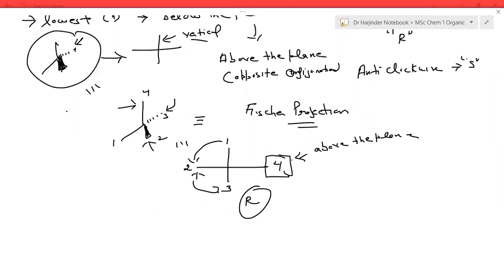Whether it is at the top or the bottom of the vertical line, that doesn't matter. Vertical line represents below the plane. Horizontal line represents above the plane. I think it is clear.